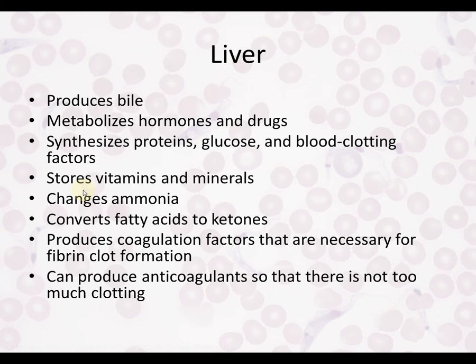The liver, as it relates to hematology, stores blood and plays an important role in the clotting mechanism of blood. The liver produces the coagulation factors that are necessary for fibrin clotting. In addition, the liver can produce anticoagulants so that there is not too much clotting going on in the body.